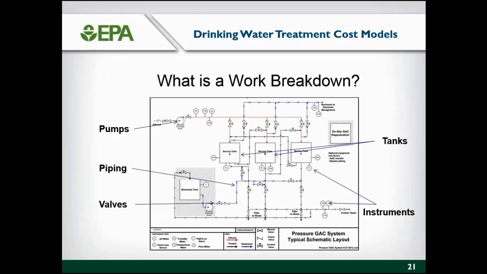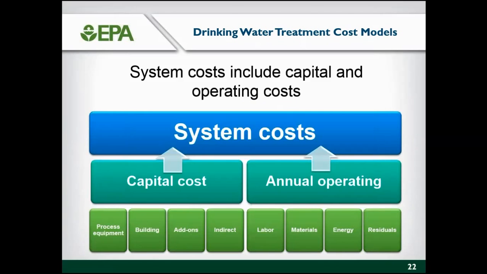So a little bit of information on what work breakdown structure is. Work breakdown structure, as I mentioned, prices out all the specific pieces of a system. So valves, piping, pumps, tanks, instruments, all of those are costed individually. And this is a schematic of a pressure GAC system. So you cost out every individual one, and then you start to sum them up. And that is diagrammed here.